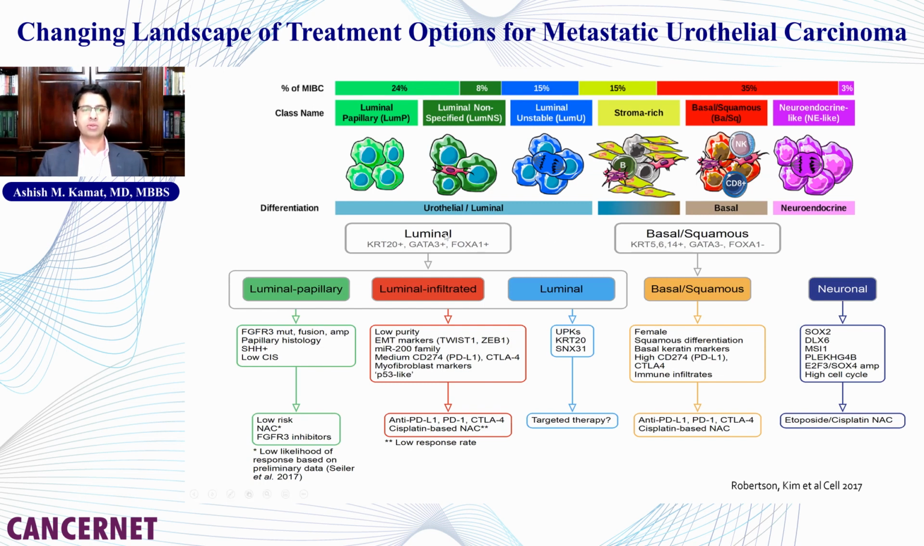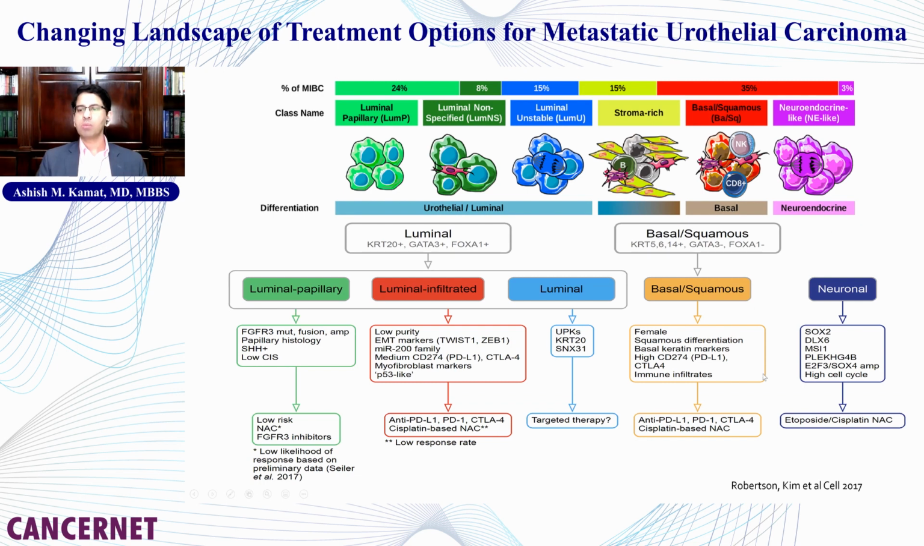The luminal are usually GATA3 positive, FOXA positive, basal squamous are negative, and then the luminal can be subdivided into luminal papillary, luminal non-specified, and luminal unstable. The infiltrated did break out here into stroma rich and non-specified. But if you follow this classification, it does appear that there is some way in which you can at least hypothesize treatment options for these patients based on the subtyping.